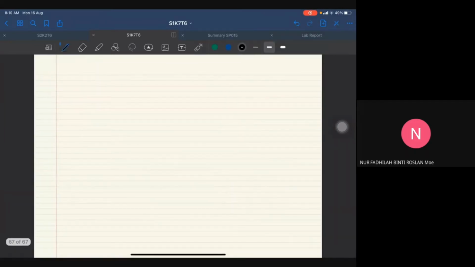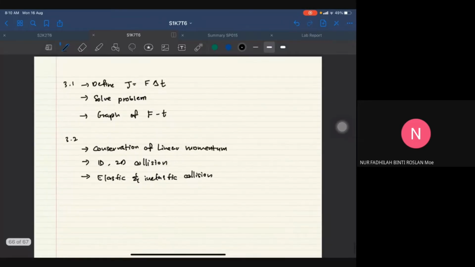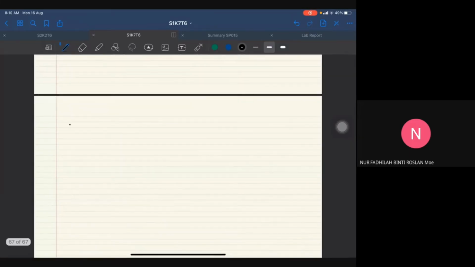Okay, for today, J here, maybe you can define a little bit. J is actually your impulse. And J is actually equal to F delta T. So if you want to read the definition, you can read it in your lecture notes, it's in the lecture notes, no problem. So F here is the force, delta T is the time they interact. For example, let's say I throw a ball, and this ball will bounce back. The time it touches the surface is the delta T, the interaction time.